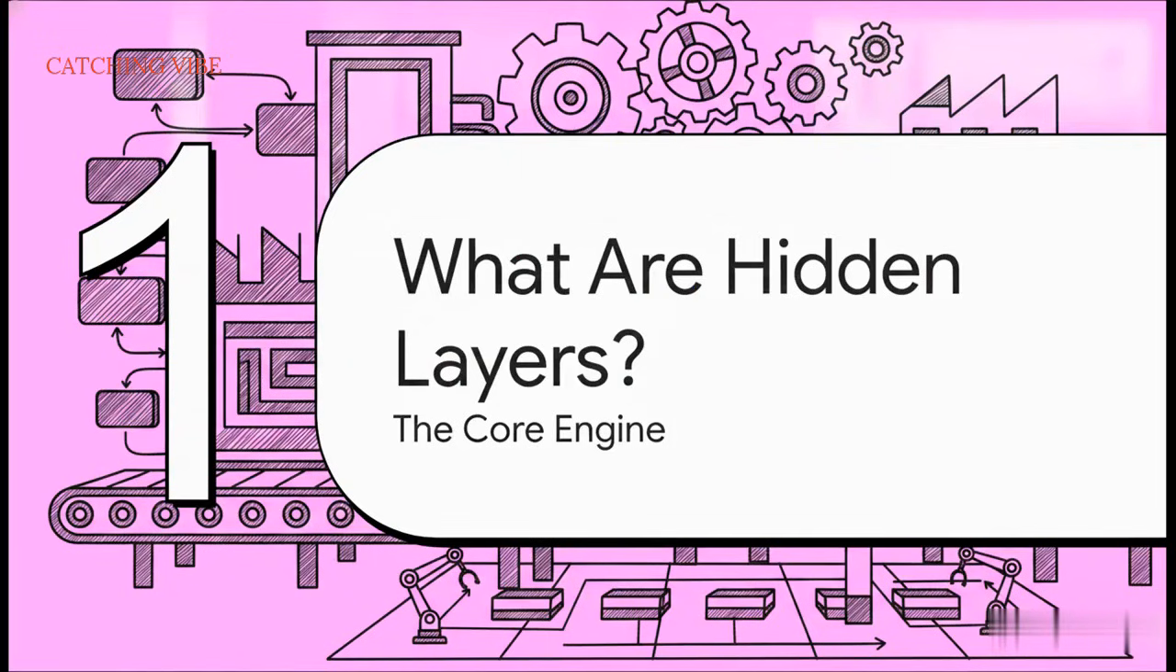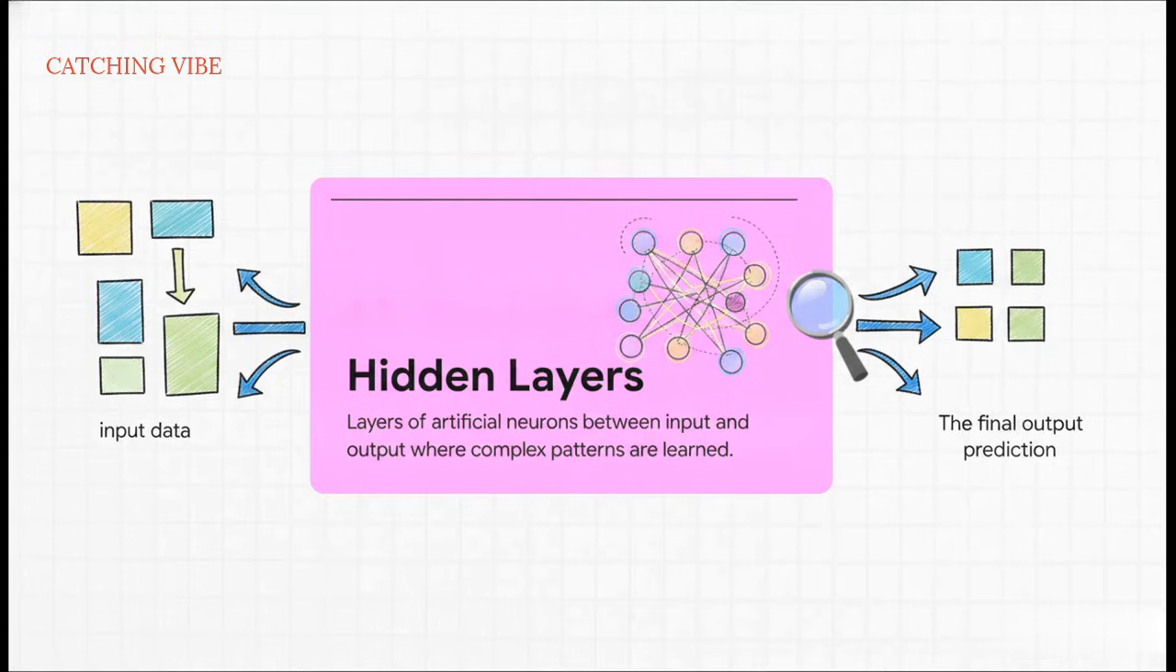Okay, moving on to part 1, what are hidden layers? If you picture a neural network as a factory, the hidden layers are literally the factory floor. They are these layers of artificial neurons situated right between your initial input data and the final output prediction. And this is exactly where the complex patterns are learned. Now, they're called hidden simply because they don't directly interact with the outside world. They don't see the raw data themselves, and they definitely don't hand you the final answer. Instead, they act as the core engine of the network, transforming those raw inputs into meaningful insights step by step.